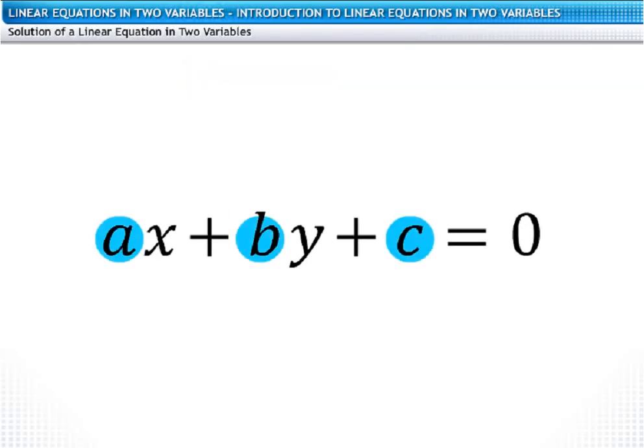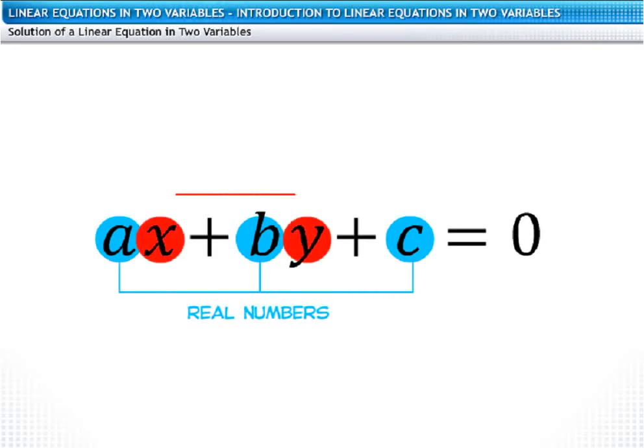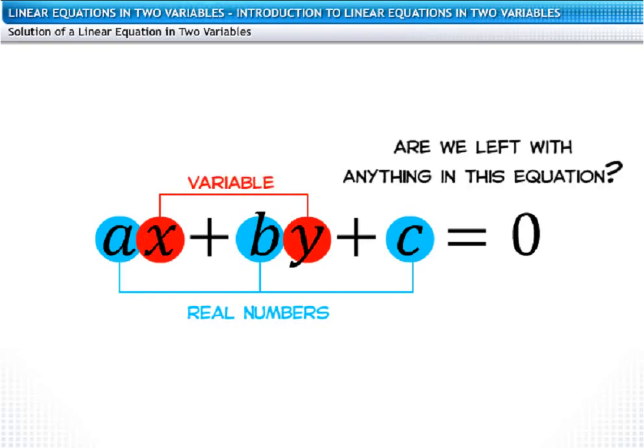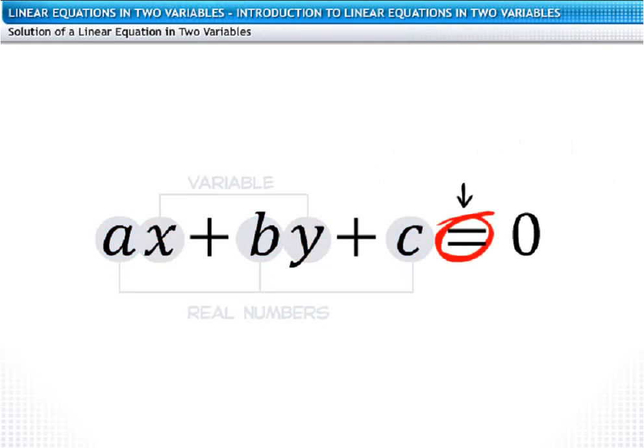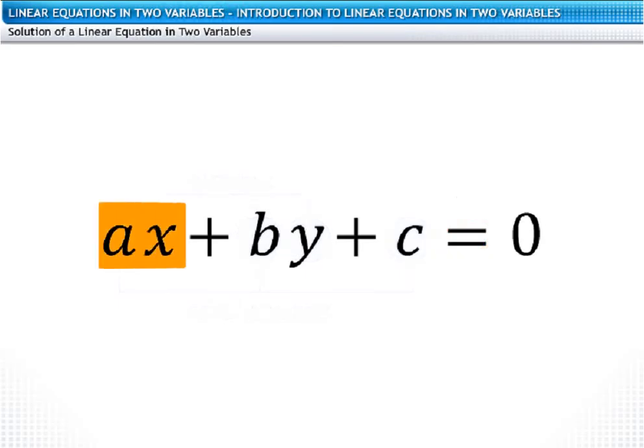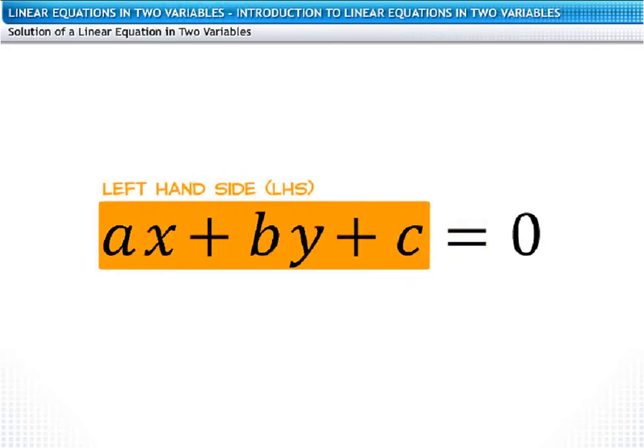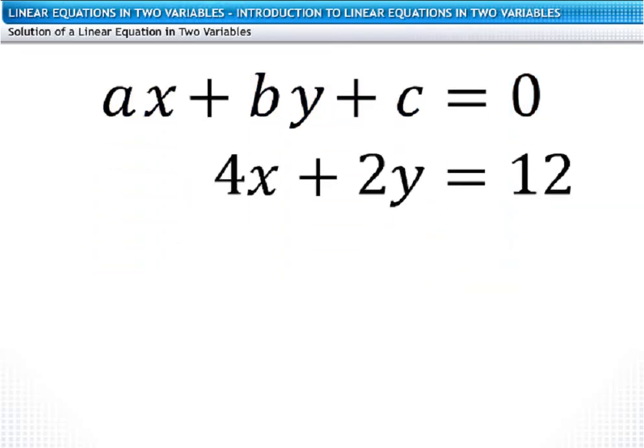So far we have seen that a, b and c represent real numbers. We have also seen that x and y represent variables in the equation. Now, are we left with anything in this equation? Yes, the equal to symbol. This equal to symbol signifies that the left-hand side value of the equation is equal to the right-hand side value of the equation. Let's understand this with an example.